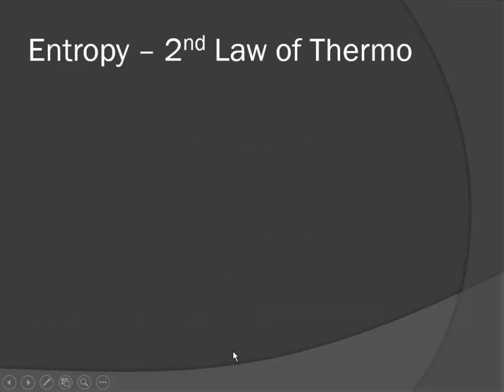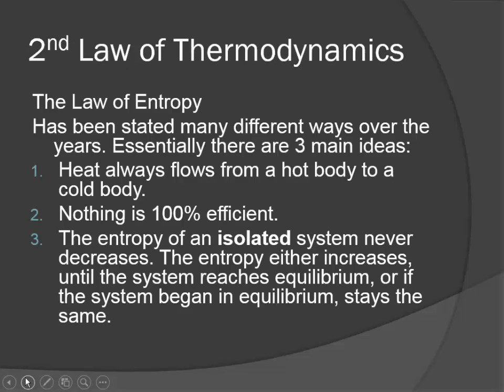So now we're going to talk a little bit about the second law of thermodynamics, or the idea of entropy. You've probably heard of entropy before, but you may not know exactly what it means. The second law of thermodynamics has been stated a lot of different ways in different textbooks, but it has three main ideas, and they all kind of mean the same thing. The first idea is that heat always flows from a hot body to a cold body. The second is that nothing is 100% efficient, which we've already talked about. The third way to discuss the second law is to talk about entropy.